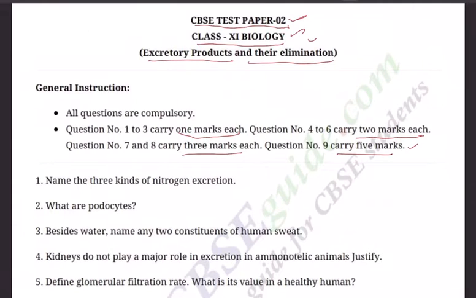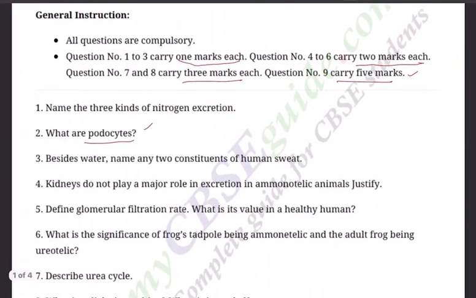Question 1. Name the 3 kinds of nitrogen excretion. Question 2. What are podocytes? Neat exam question also. Question 3. Besides water, name any 2 constituents of human sweat. Question 4. Kidneys do not play a major role in excretion in ammonotelic animals. Justify. So that is a statement and you need to justify it.